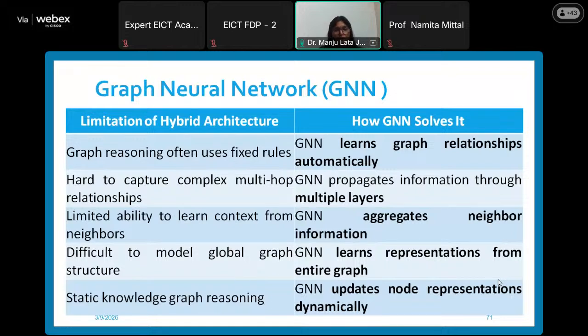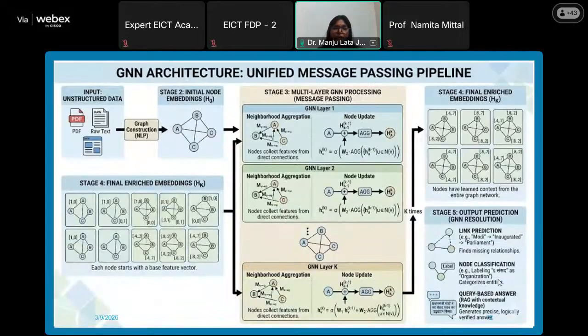GNN discovers those relationships and takes care while retrieving the document as well. So in all the cases, GNN is performing better as far as the retrieval efficiency is considered. Now let's discuss how GNN, or graph neural network, functions basically and how it gives us better retrieval results.